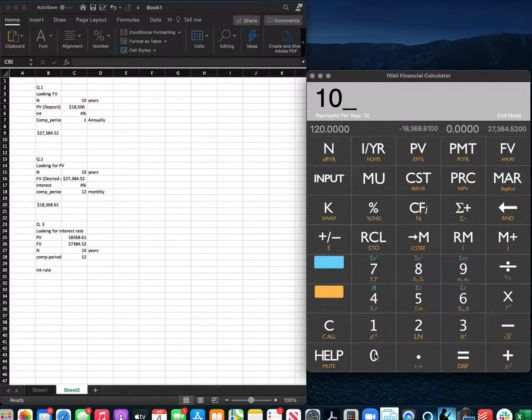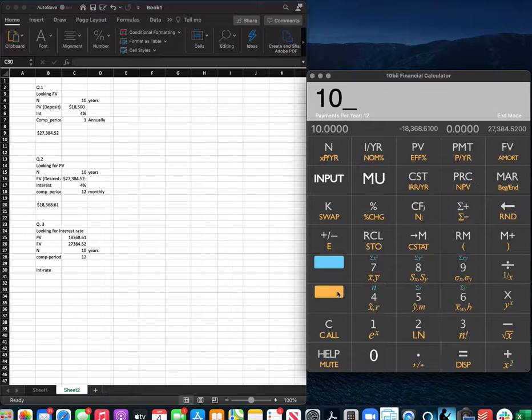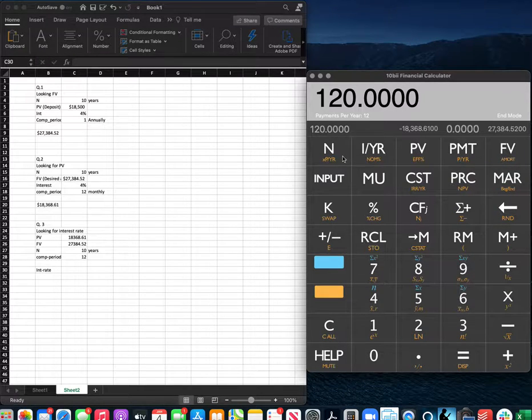If you just went 10 N, what would it do? Okay, it wouldn't account for the periods per year. So that's why you have to do 10 shift N, periods per year. And then what you do is you just select the interest per year button, I/YR, and it gives you your interest rate.